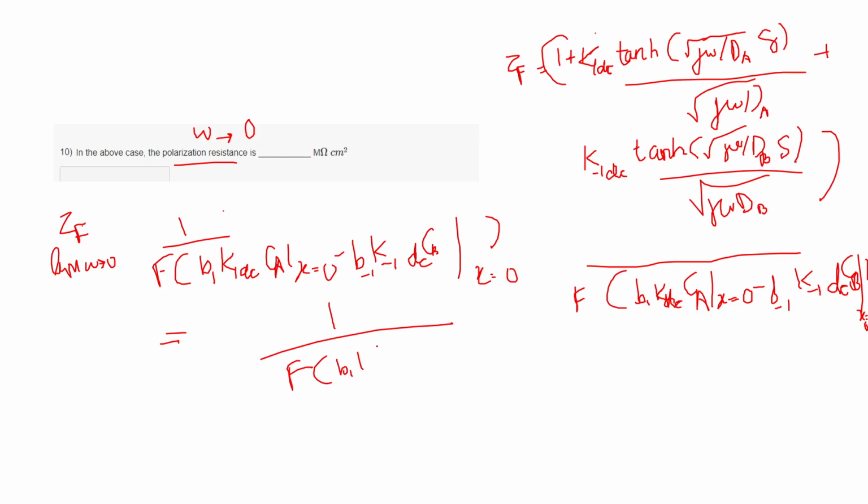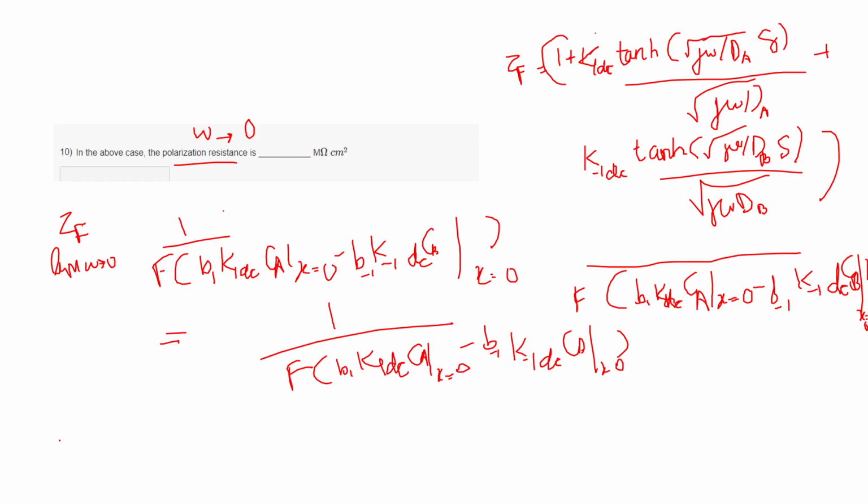Now when it comes to the second and third term, you can see there is an omega term. So when you are applying the limit, yes, there will be an effect. k minus 1 dc cb at x equal to 0. So this is the first term.